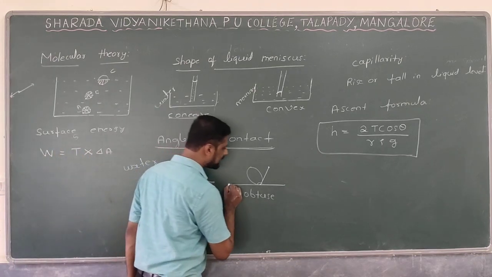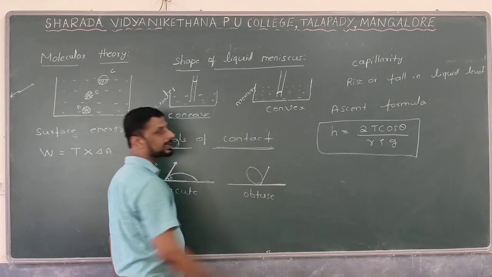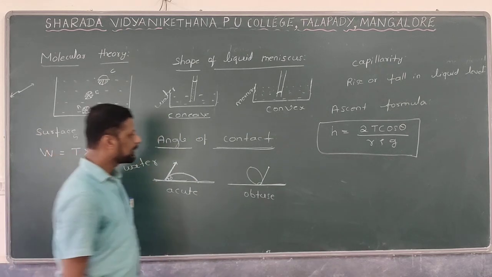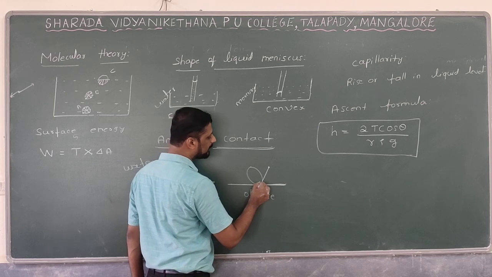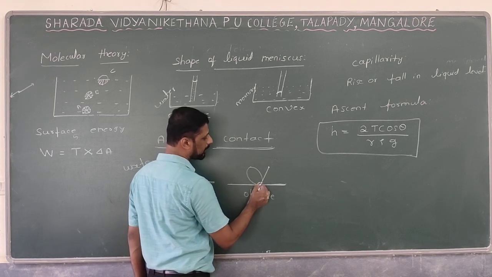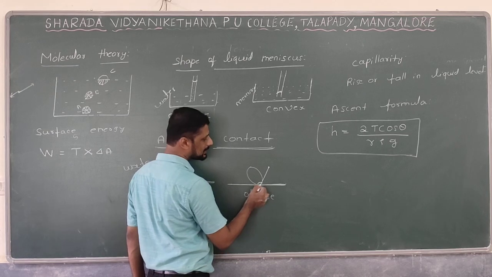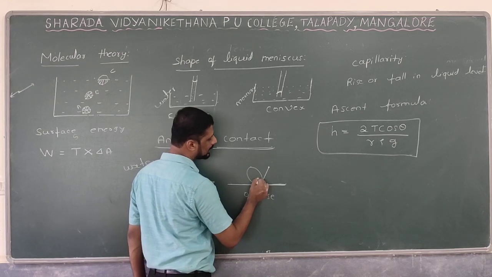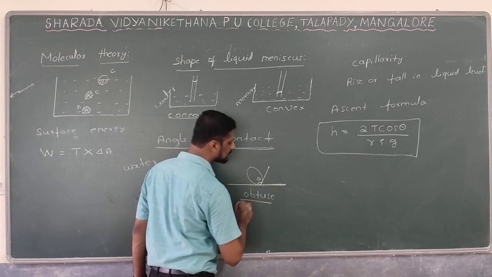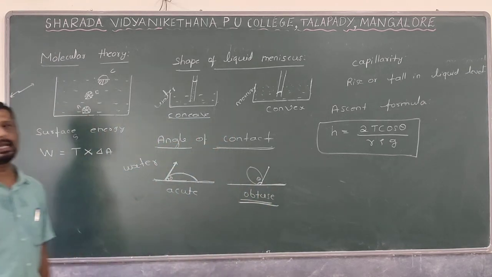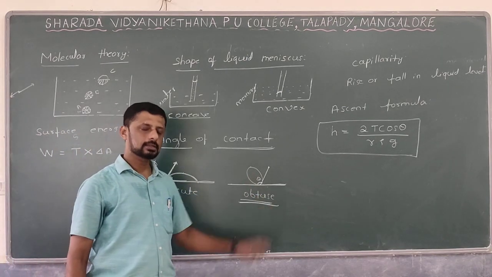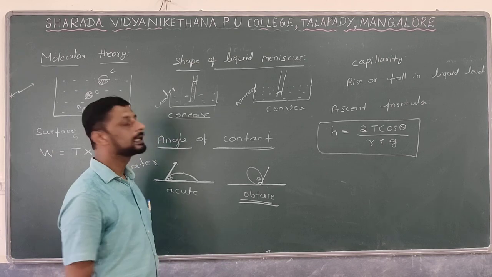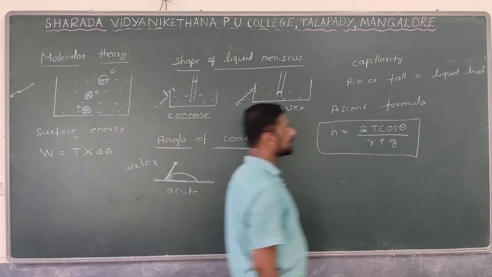Acute. Next, if you place a mercury droplet on the glass plate, then draw a tangent to the mercury droplet. In this case, the angle between the tangent drawn to the mercury droplet and the solid surface inside the liquid, or mercury, is greater than 90 degrees. This angle theta is called angle of contact. In this case, angle of contact is more than 90 degrees and hence it is an obtuse angle. Water wets the glass surface while mercury does not wet the glass surface. That is also because of surface tension.